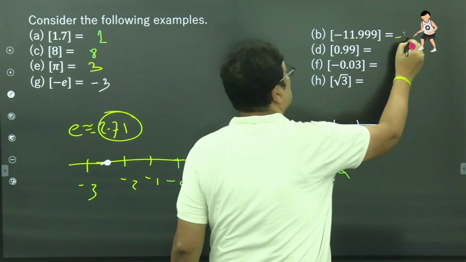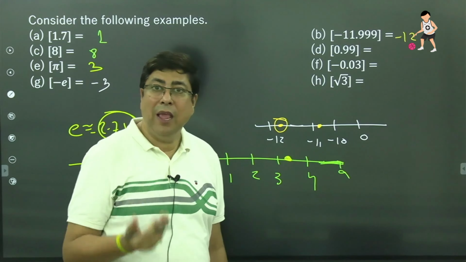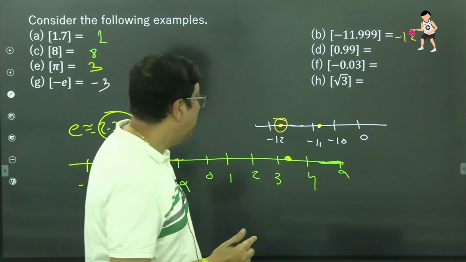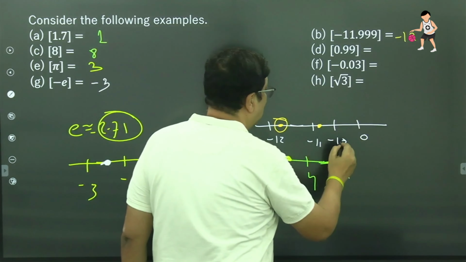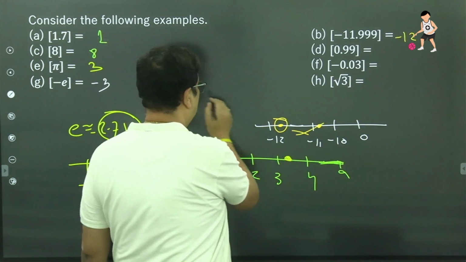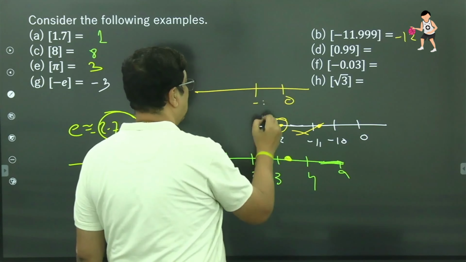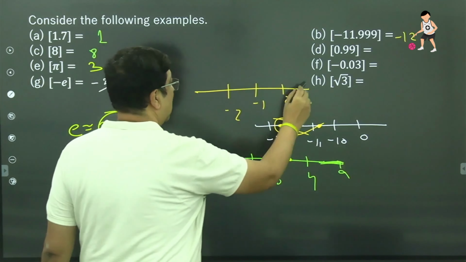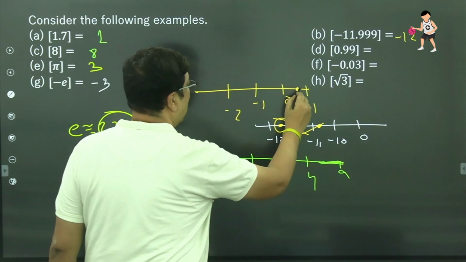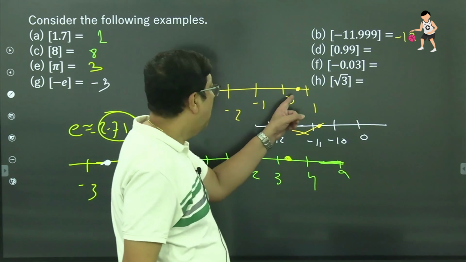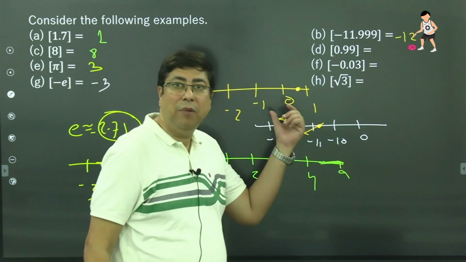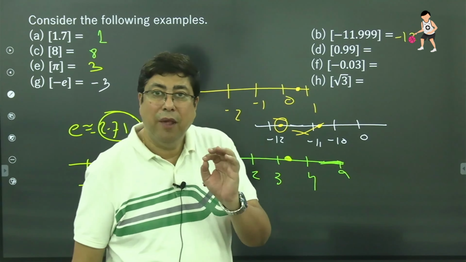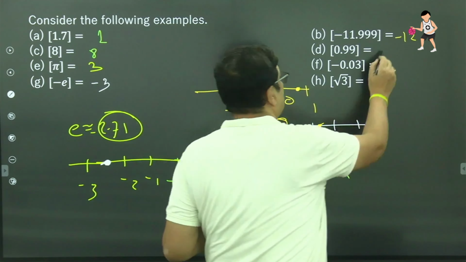0.999. What is the value? What is the value of 0.999? So I am drawing once again. This is 0, this is minus 1, this is minus 2. Here it is 1, and here it is 0.999. So 0.999 is lying between 0 and 1. So we have to take the lesser value. So its box value is 0.